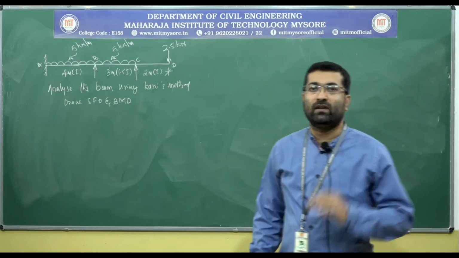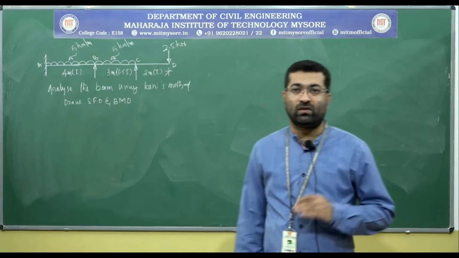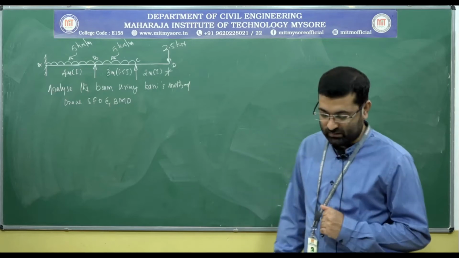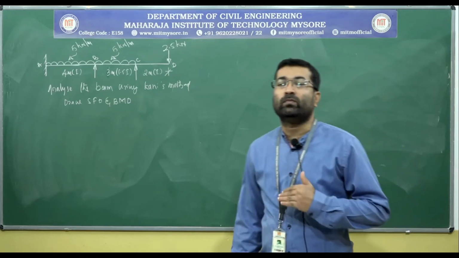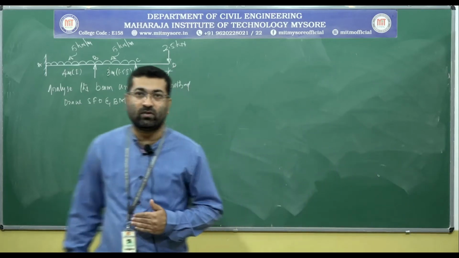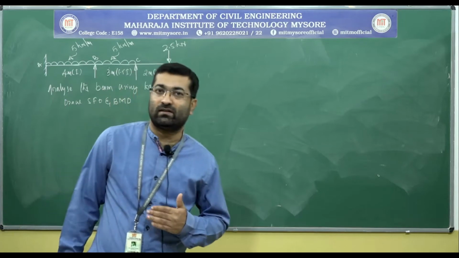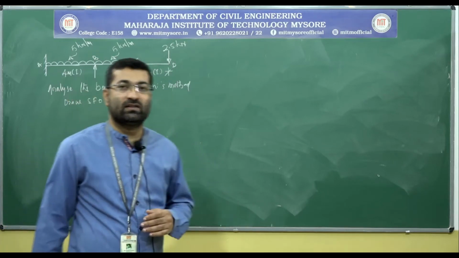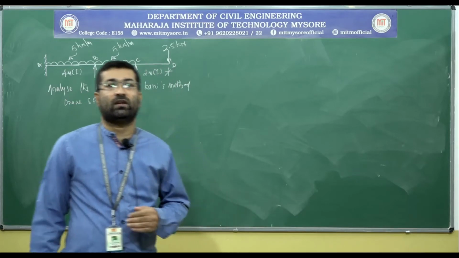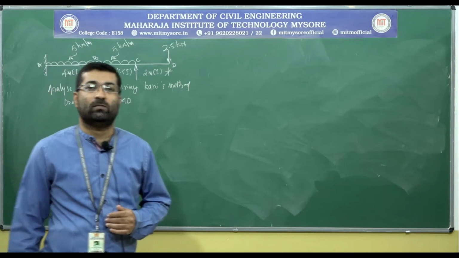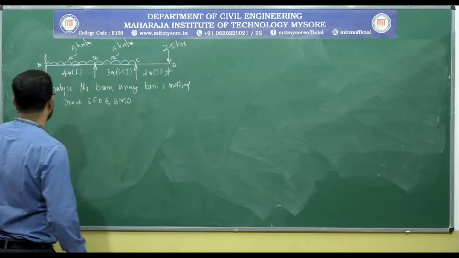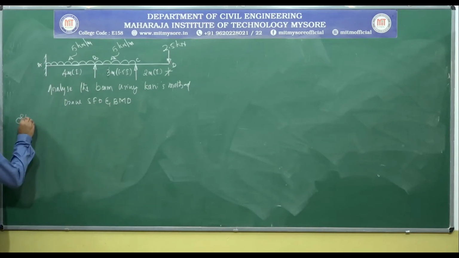So here I will impose the Kani's method. As usual, we all know what Kani's method is and how to impose it to analyze the beam. We will impose it step by step. First we will calculate the fixed end moments, then the rotation factors, then we will prepare the Kani's table by calculating the rotation contributions. From the rotation contributions we will go for the estimation of final end moments. Let me start with step number 1.